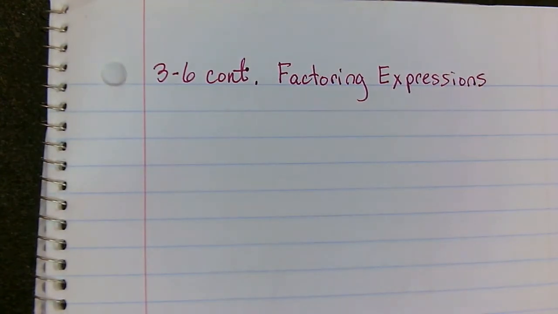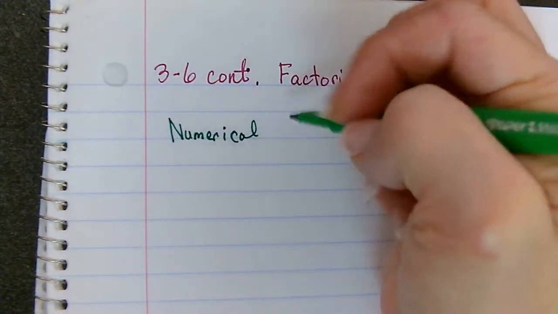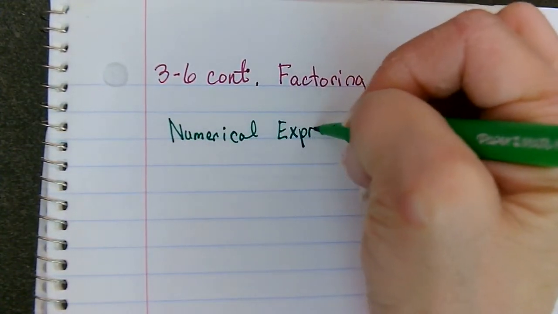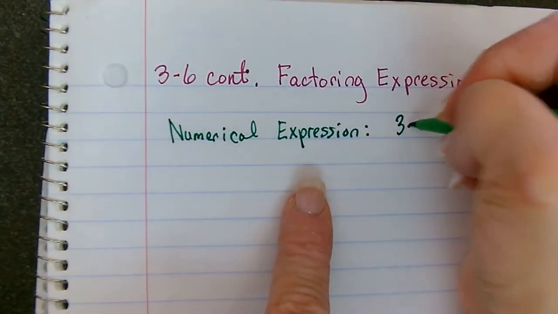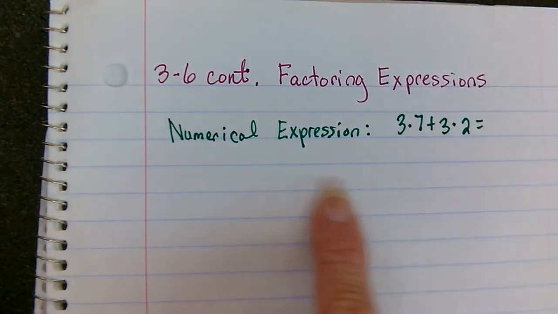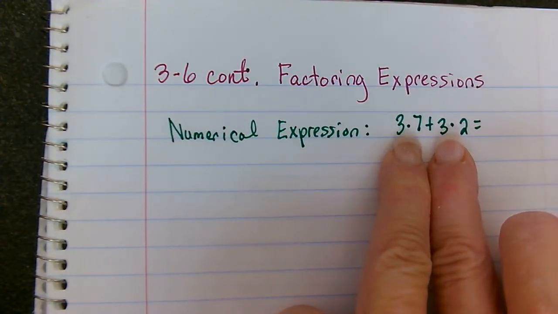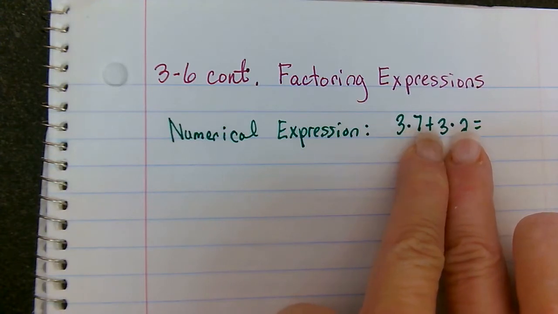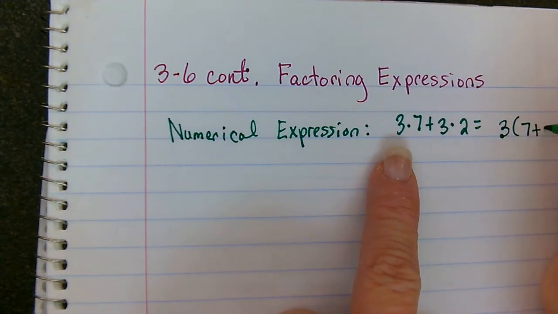Now, beginning with a numerical expression. For a numerical expression, let's try this: 3 times 7 plus 3 times 2 equals. Now we notice the same in both parts of this is 3 that we have in common, being multiplied by something and added together. So I can take 3 to the outside and do 7 plus 2 inside.